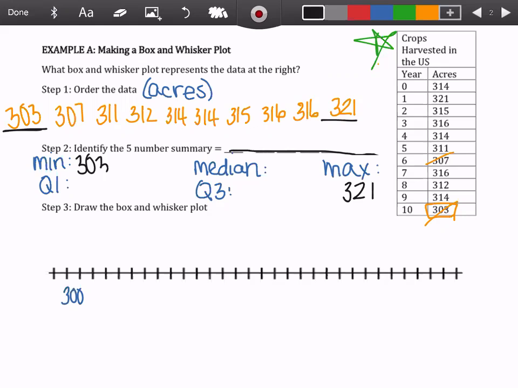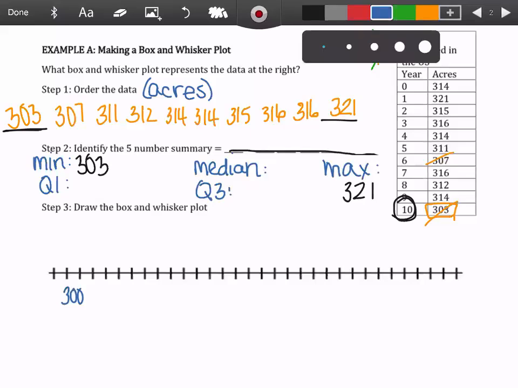We're going to leave quartile 1 and quartile 3 for the end. We're going to find the median first. The median is the middle data point. If you have an odd number, you can just count towards the middle. If you have an even number, you're going to have to count towards the middle from both sides. We have 10 years here, which means 10 data points. Half of 10 is 5, so we're going to count 5 towards the center.